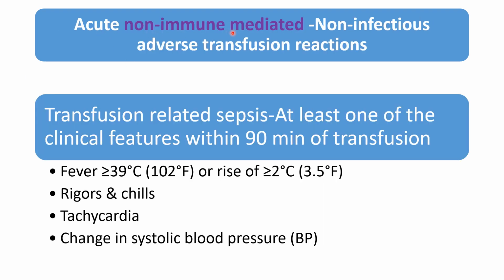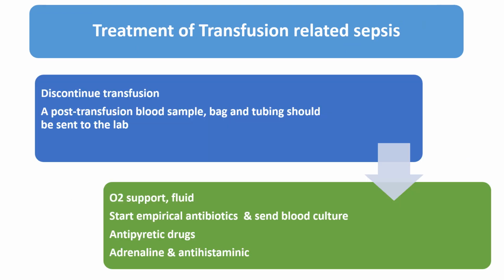In acute non-immune-mediated transfusion reaction, the patient can develop transfusion-related sepsis. At least one of the following features the patient can develop within 90 minutes of transfusion: fever more than 39 degrees centigrade or 102 degrees Fahrenheit, a rise of 2 degrees centigrade or more, or 3.5 degrees Fahrenheit or more from the baseline, with or without chills, rigor, tachycardia, or change in systolic blood pressure, either decrease or increase. We can label it as transfusion-related sepsis.